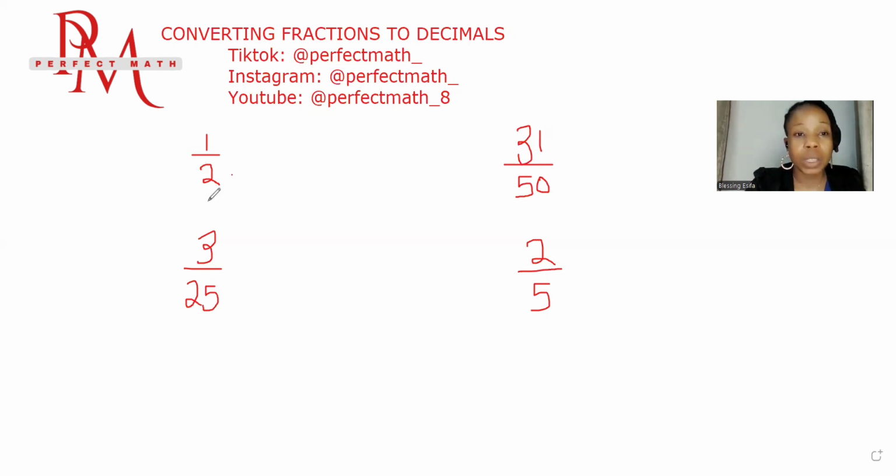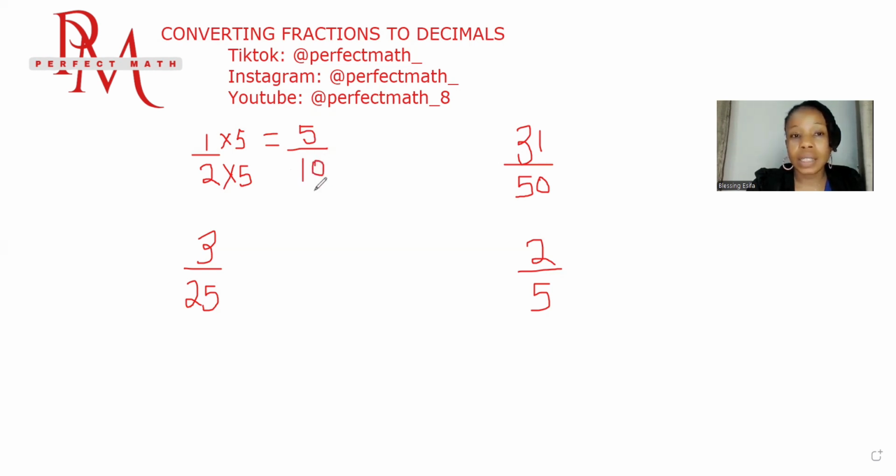So we have 2 here. So for us to make this a multiple of 10, I have to multiply my denominator by 5. And whatsoever you've done to the denominator, you have to do the same thing to the numerator. So I have 1 times 5 and 2 times 5. So 1 times 5 is 5 over 2 times 5 is 10.